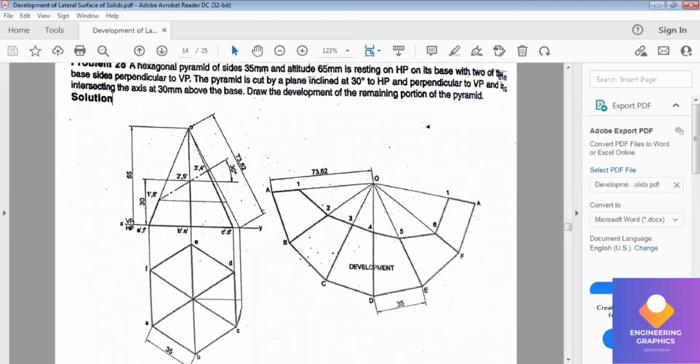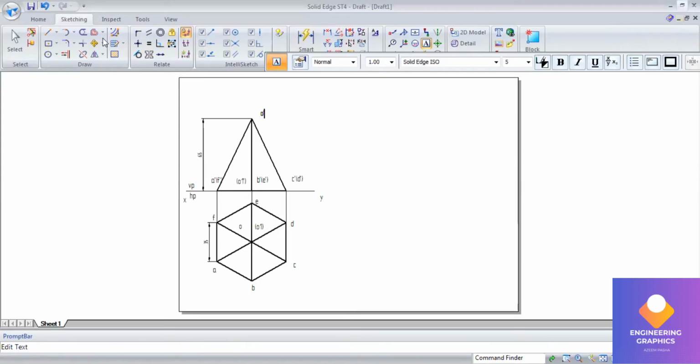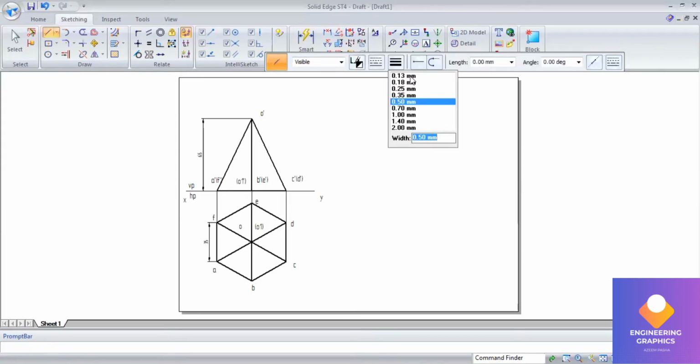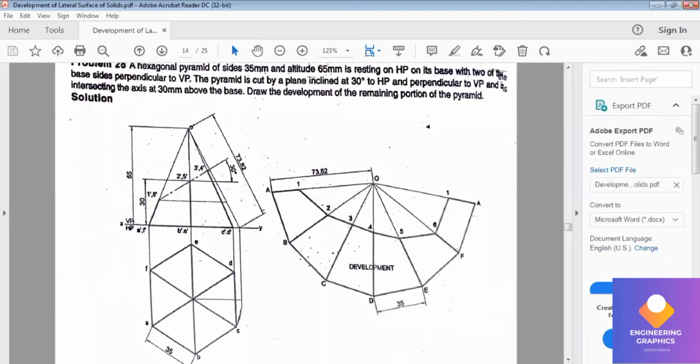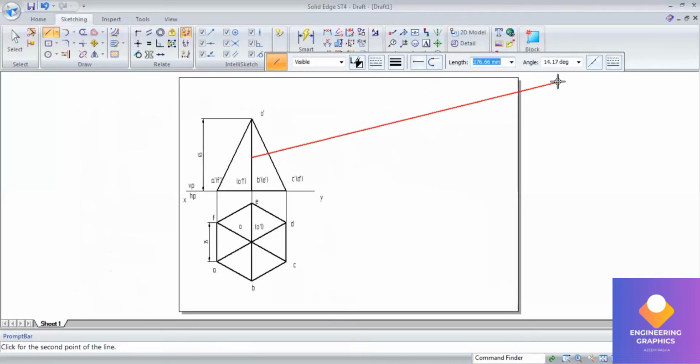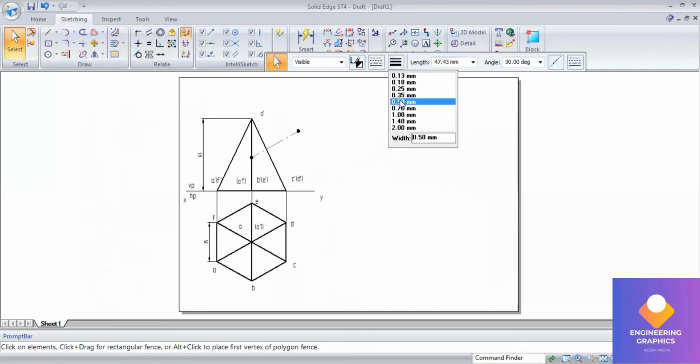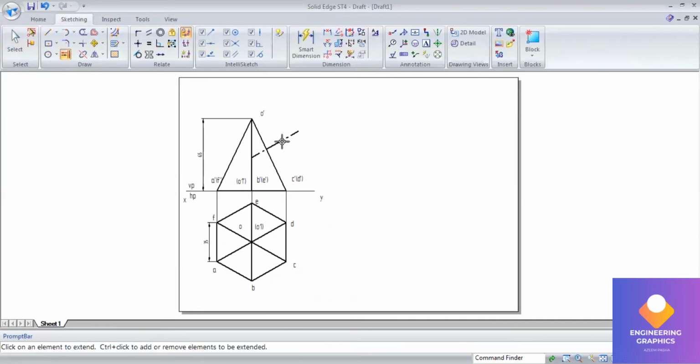Okay, we have to draw a section plane at a distance of 30 mm from the base. So I'll be drawing one 30 mm line here from the base for a distance of 30. Enter. So here I'll be drawing a section plane for an angle of 30 degrees with respect to HP. Here guys, you have to be careful whether you take the inclination to HP or with the axis. That is the important thing, otherwise you may be doing it wrong.